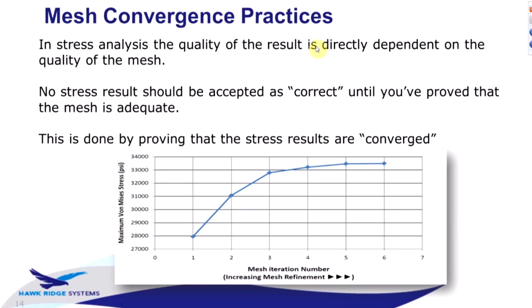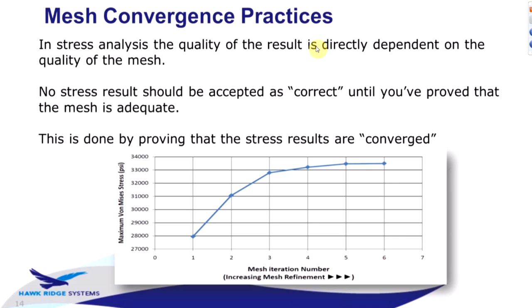Many of you may be aware that in a stress analysis, whether we're talking about SOLIDWORKS Simulation or any other simulation program, the quality of the results you're going to get from the program is directly dependent on the quality of the mesh. You should never assume if you've run a stress analysis that the results you're seeing are correct, or quote-unquote the right answer, until you've proved to yourself that the mesh you've used for that analysis is adequate, is a good mesh. And you do this by proving that the results are what we call converged.